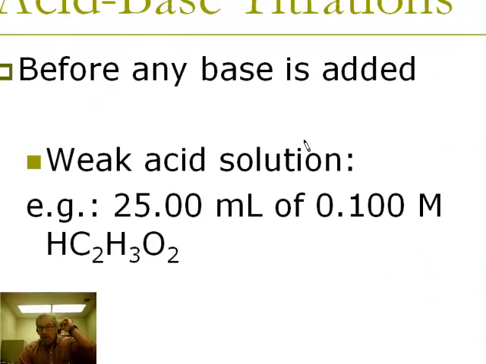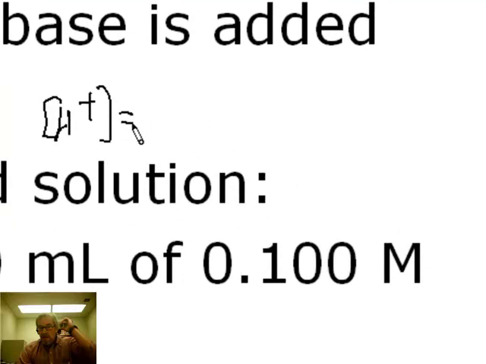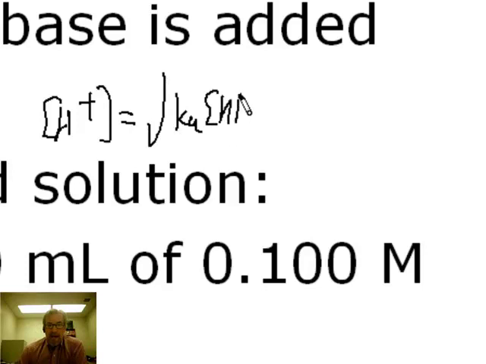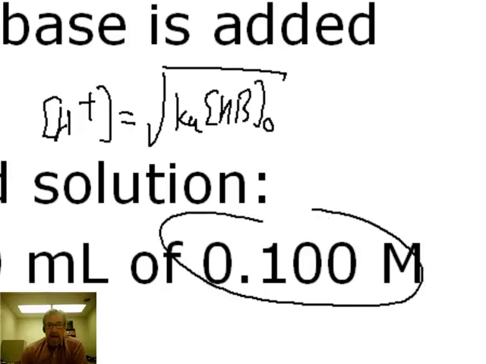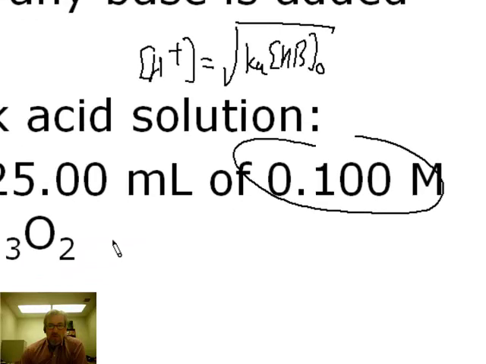Before any base has been added, what we have is a weak acid solution. And you could set up a RICE chart if you wanted to, but the end result always ends up being the same thing. We've seen this over and over again. The H plus concentration is just going to be equal to the square root of Ka times whatever the original concentration of the acid was. So if our weak acid solution is a 0.100 molar acetic acid solution, we can find our H plus concentration if we know what Ka for acetic acid is.